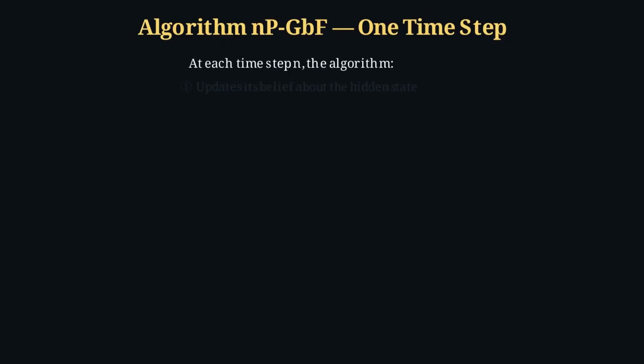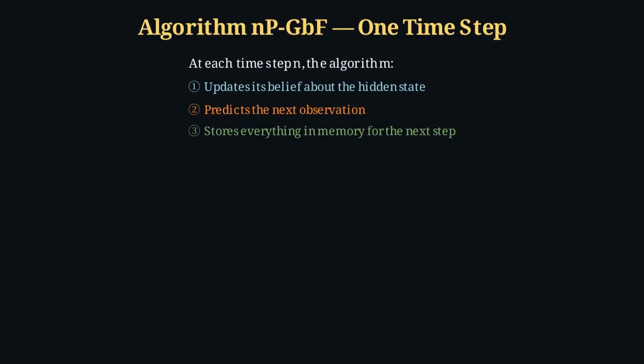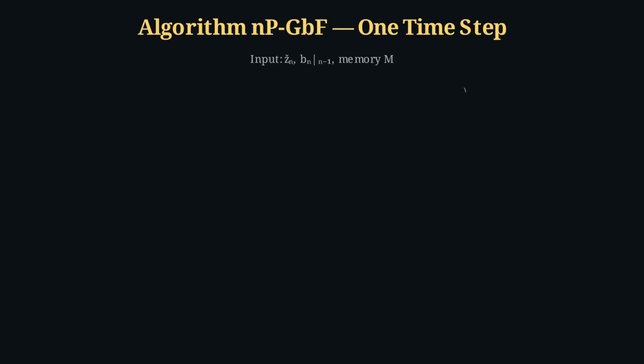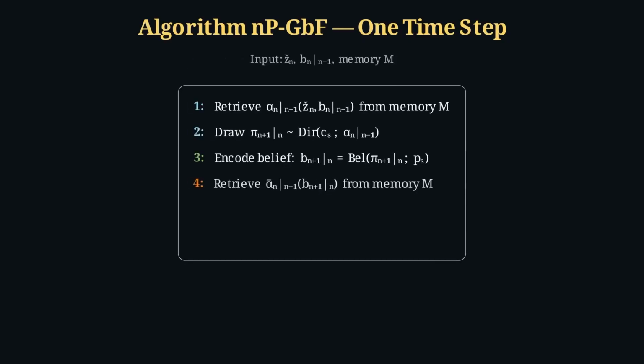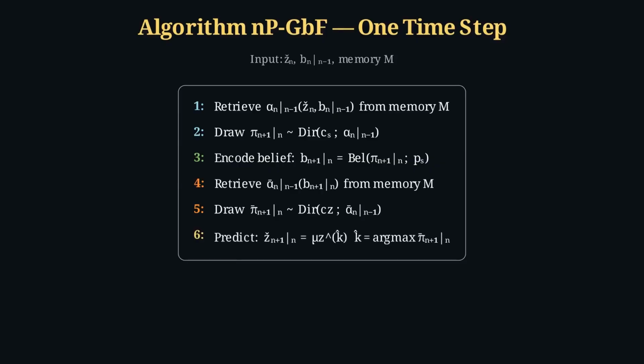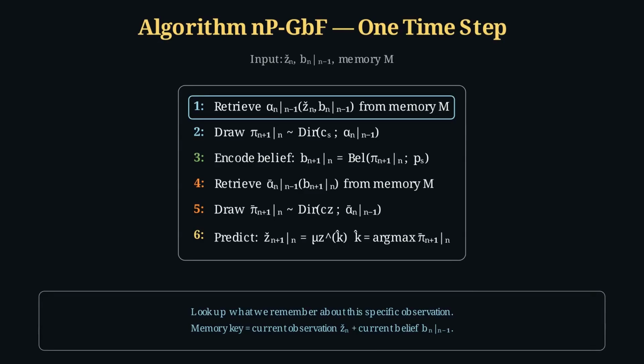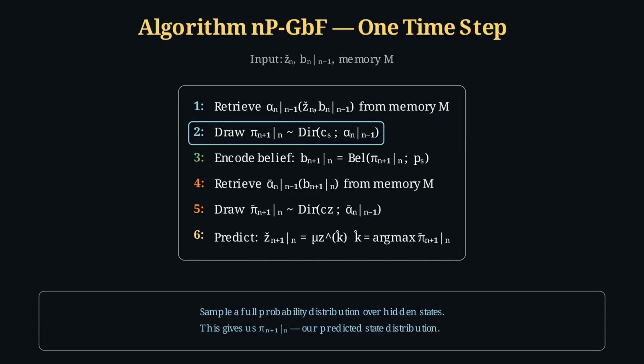Now we are ready to put it all together in algorithm 1. The non-parametric grid-based filter, or NPGBF, running for one time step n. At each time step, the algorithm does three things. It updates its belief about the hidden state. It predicts the next observation. And it stores everything in memory M for the next step. The algorithm takes as input the current encoded observation Zn, the current belief Bn given n-1, and the memory M which stores learned associations.